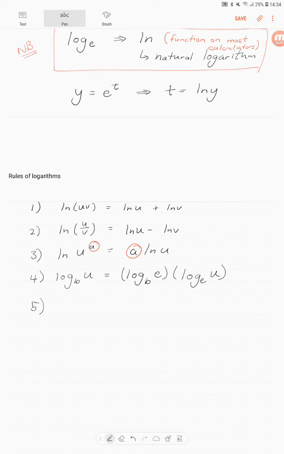And log base b of e is equal to 1 over log base e of b.